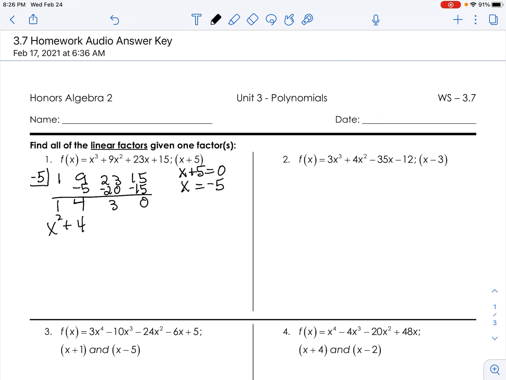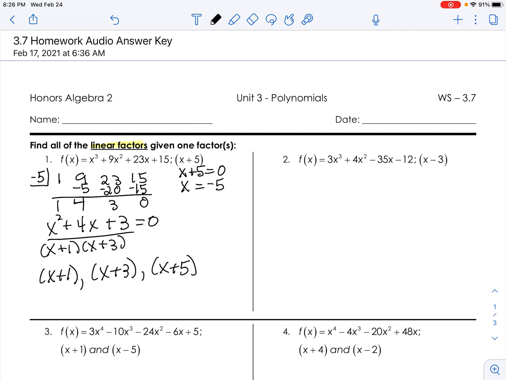What's left is the polynomial x squared plus 4x plus 3. It says find all of the linear factors, so that means we need to factor this polynomial. That's easy because two numbers that multiply to 3 and add to 4 give x plus 1 and x plus 3. So the linear factors are x plus 1, x plus 3, and of course the original one they gave us, x plus 5.